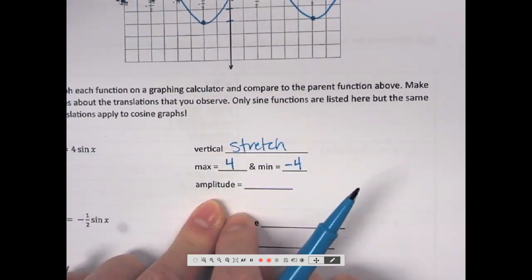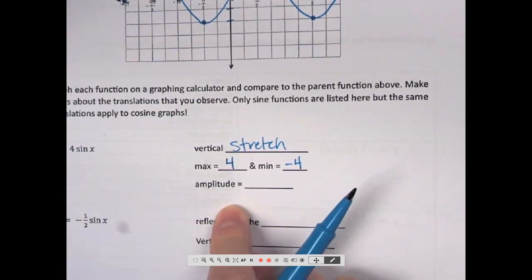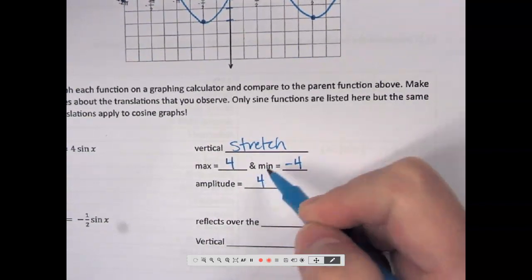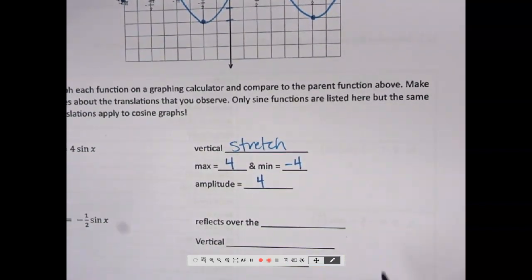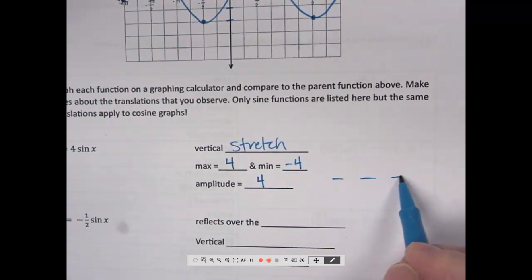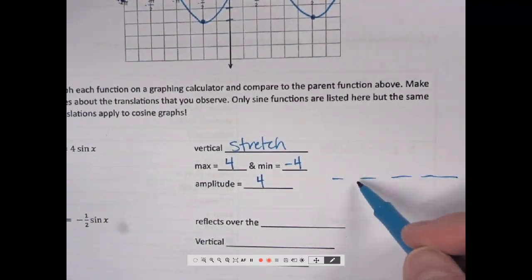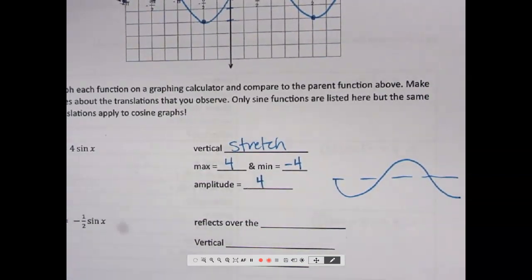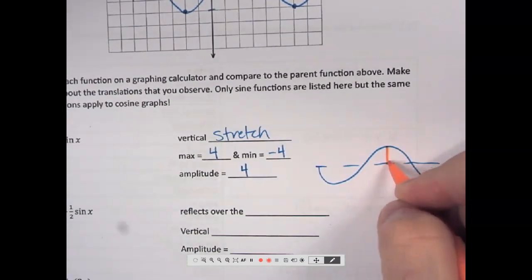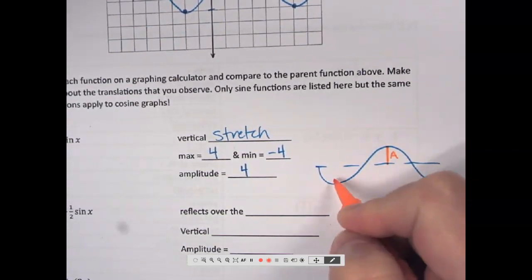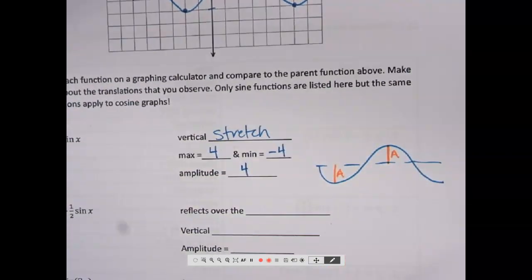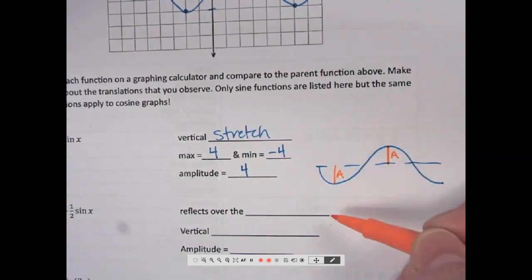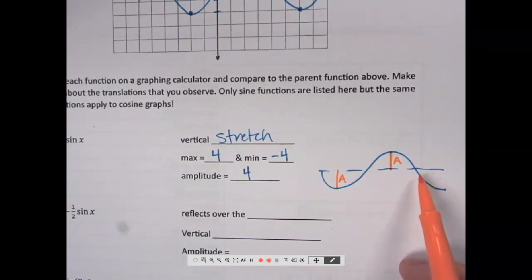Okay, so this change that we just saw is called the amplitude. The amplitude, I would say, is 4. So the amplitude is the distance. Here's the middle of the graph, and it's going to come like this. The amplitude is this distance here. I'm going to use an A for amplitude. Okay, so it's not the distance from the highest to the lowest, it's from the middle to the highest or from the middle to the lowest.